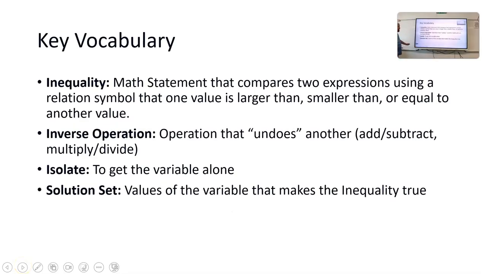So some key vocabulary. First off, an inequality is a math statement that compares two expressions using a relation symbol, showing that one value is larger than, smaller than, or equal to another value. An inverse operation is an operation that undoes another, so add and subtract are inverses of each other. Multiply and divide are inverses of each other. And then we have isolate. That means to get the variable alone, which is what we're trying to do when we solve. And we get a solution set, which is the values of the variable that make the inequality true. So we're going to be using inequality, inverse operation, isolate, and solution set.